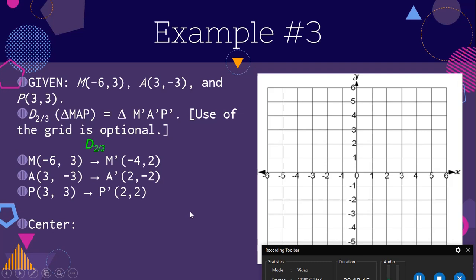Now, without a visual, it's hard to determine if the center of dilation really is the origin. I'm going to take a second, and I'm going to plot M and M prime. And if I draw a line through them, you can see that my line does pass through the origin. We do need to confirm it with a second point. I'm going to plot A and A prime. There we go. And when I draw a line through them, you can see that it does also pass through the origin. So my center of dilation is confirmed at (0, 0).